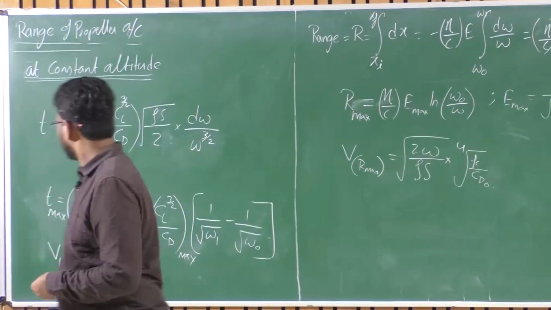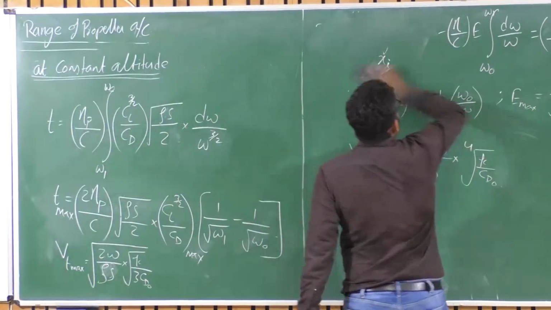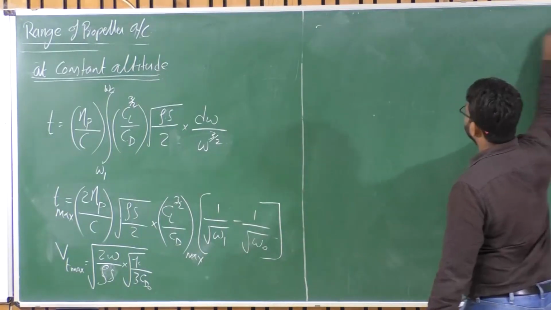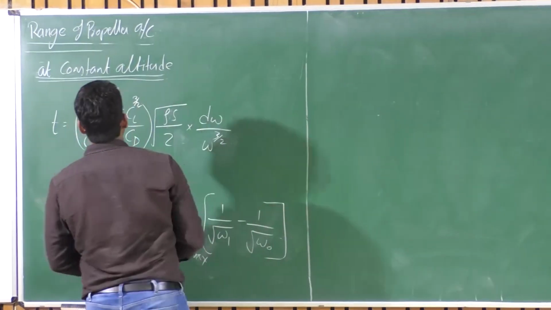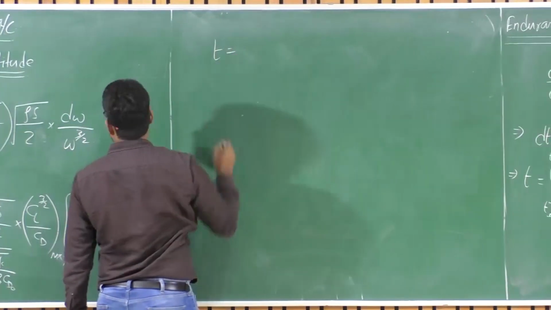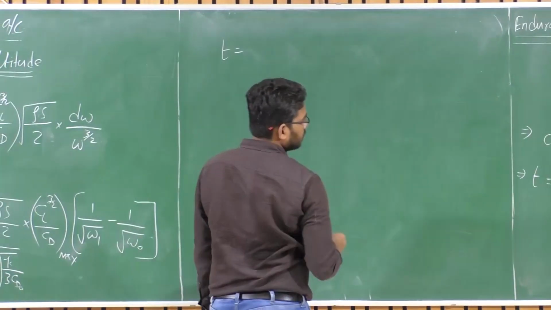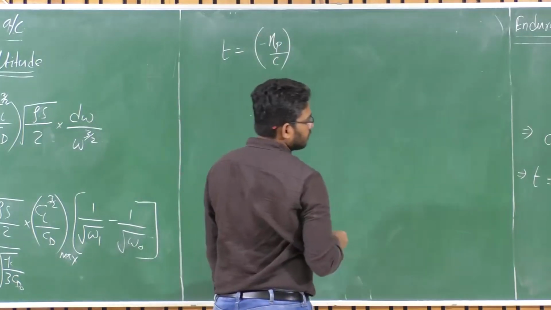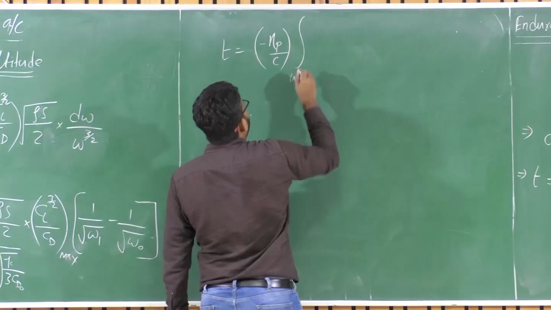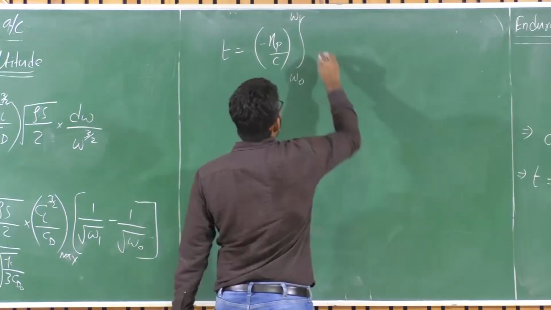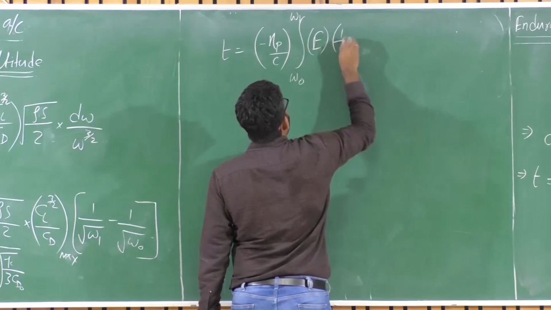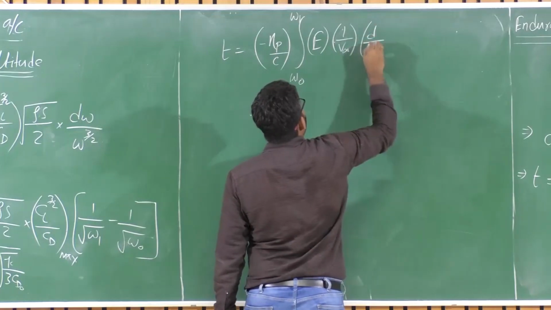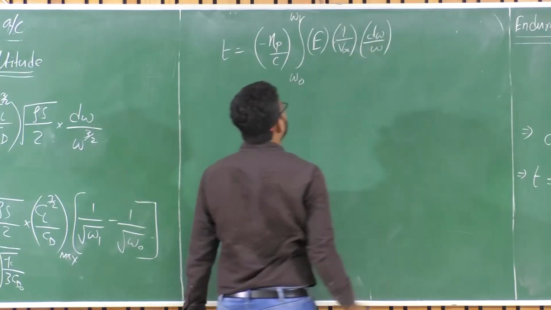Okay. Now let's also solve for constant velocity endurance, or say endurance with constant flight velocity. What is that? T is equal to eta P upon C, the integral from W naught up to W1 of E times 1 over V infinity times dW upon W. Isn't it?